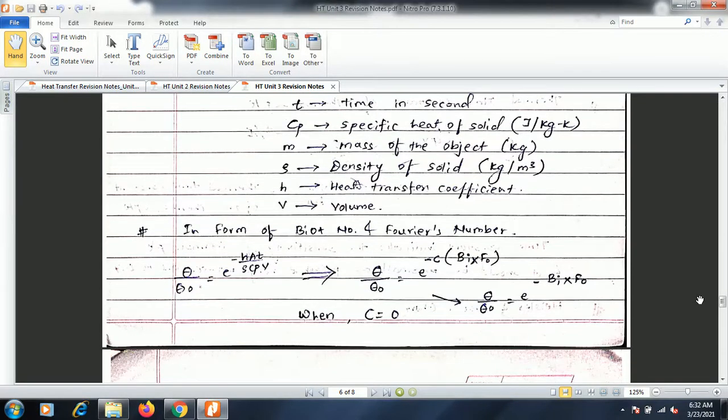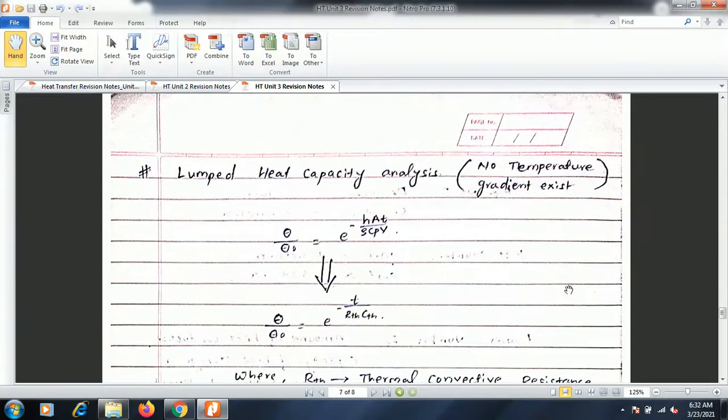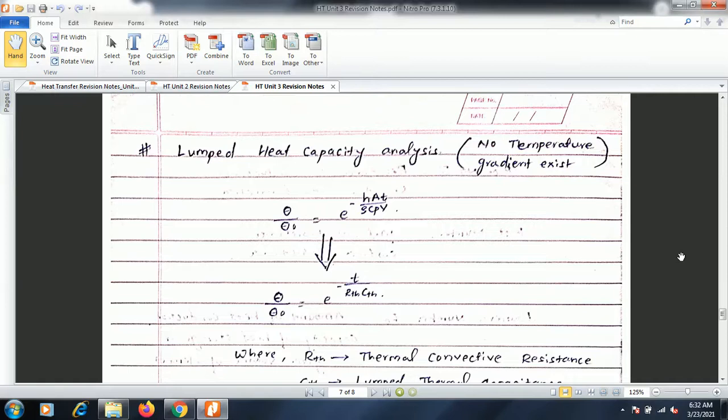In the form of the Biot number and Fourier number, the same relation is given as theta by theta naught equal to e raised to minus c into Bi into Fo, that is Biot number into Fourier number, where c is a constant. When c is equal to 1, you have theta by theta naught equal to e raised to minus Bi into Fo. In a lumped heat capacity analysis, no temperature gradient exists. Therefore, the change in temperature with respect to direction is equal to 0.